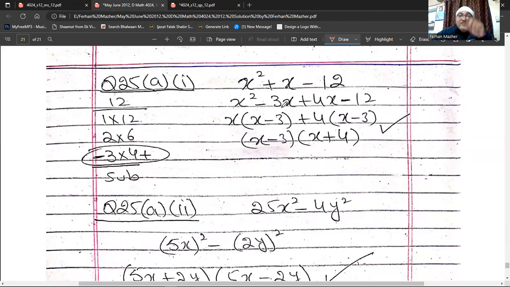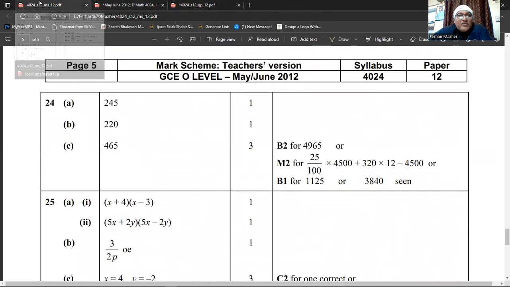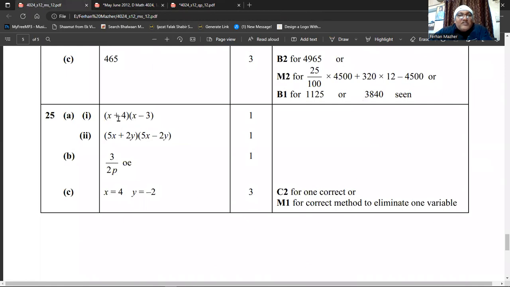From the first two terms, I can take x common. In the bracket, I will have x minus 3. From the last two terms, plus 4 is common. So in the bracket, I will have x minus 3. From this term and this term, x minus 3 is common. That bracket is common. From here, I will have x, and from here I will have plus 4 in the other bracket. So this is how you do the factorization with the help of midterm breaking: (x minus 3)(x plus 4).